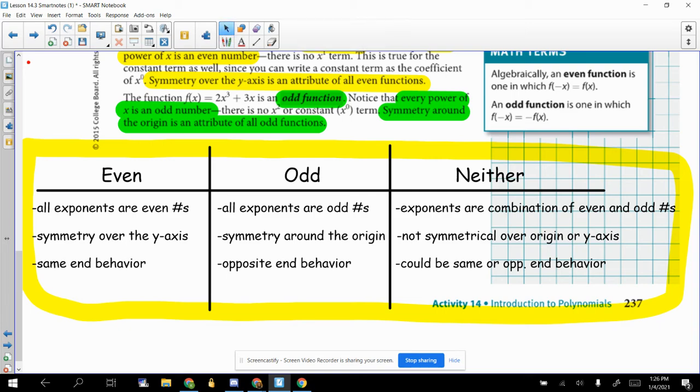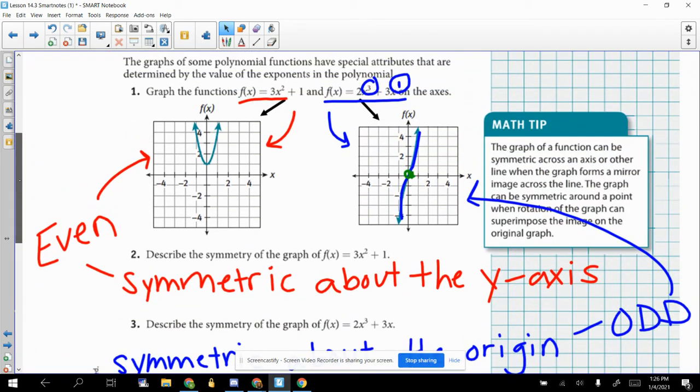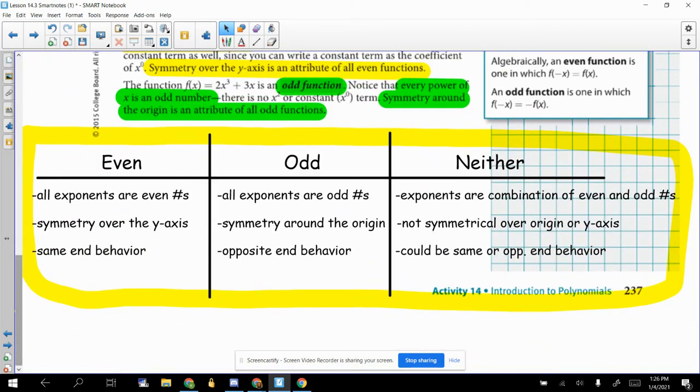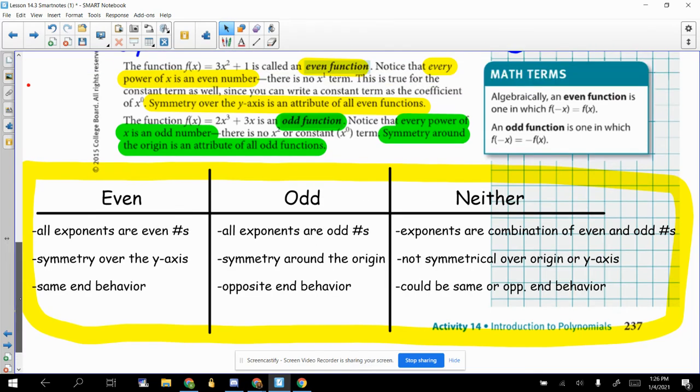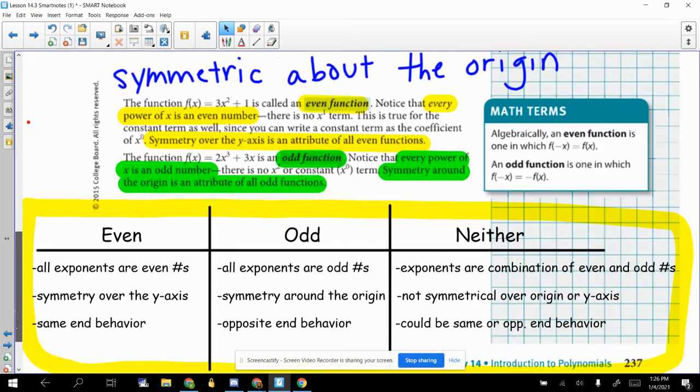And as we talked about in the last video, the end behavior will go the same direction. So both arrows will be pointing up or both pointing down. Okay. With an odd function, all exponents are odd numbers. The symmetry is around the origin and it will have opposite end behavior. So as we see here, one is pointing up, one is pointing down, or vice versa.